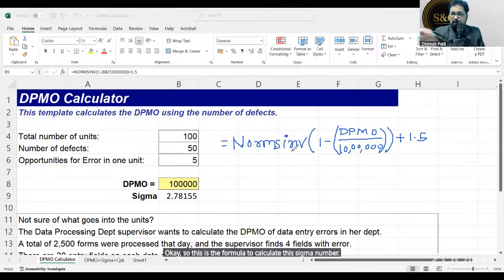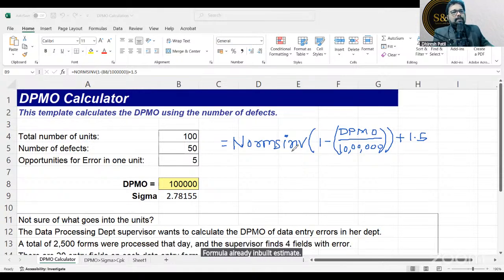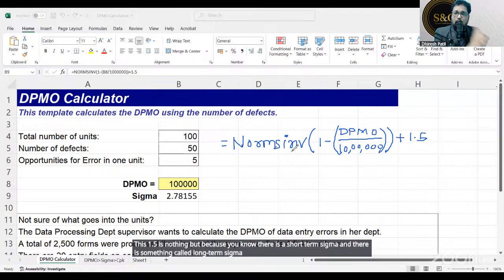If we put this formula in Excel and just put your DPMO number in, you will find this. Okay. I've already given you this Excel sheet. The formula is already inbuilt in it. And what is this 1.5? This 1.5 is there because there is a short-term sigma and there is something called long-term sigma. Short-term and long-term: these are the two terms we basically calculate.